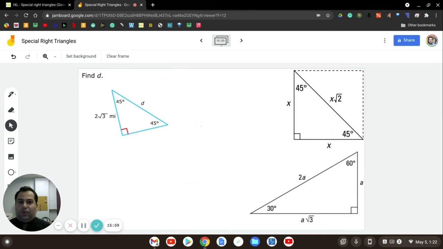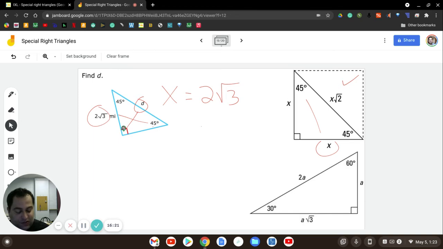All right, in this problem right here, I have a 45, 45, 90 triangle. That's this sample right here. And then I know I have 2 square root of 3 opposite 45. Opposite 45 is going to be x. So I know that x is equal to 2 square root of 3. What are we trying to find? We're trying to find d, which is opposite 90 degrees. 90 is opposite x square root of 2. So that means d is equal to x square root of 2.